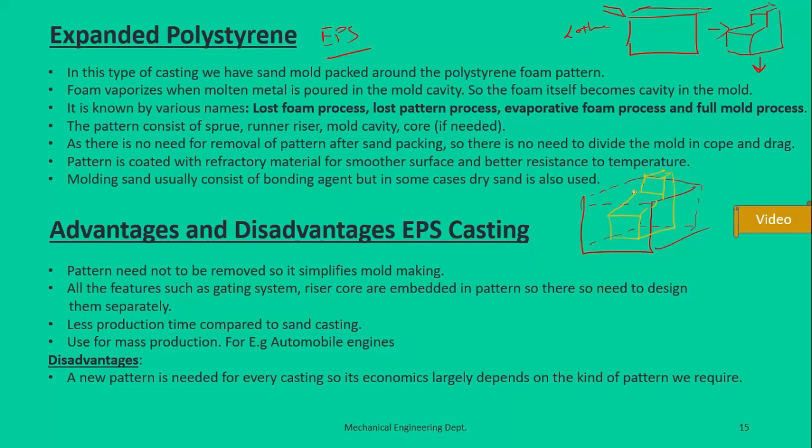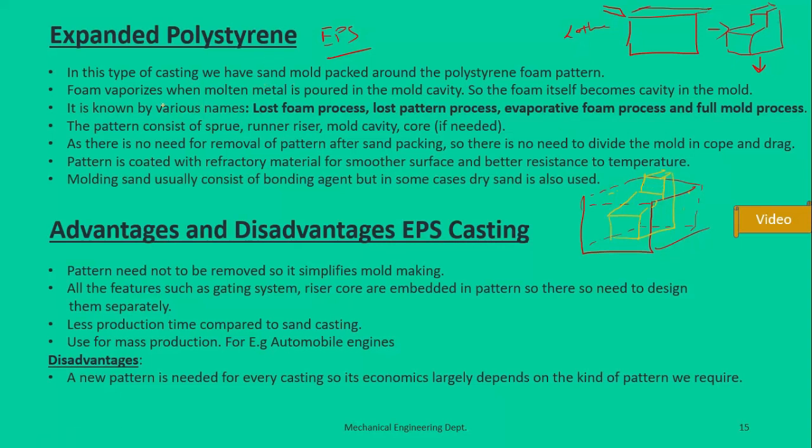So we will place this pattern within the flask and we will fill this flask with the sand. We will pack the sand around the polystyrene foam pattern. We also machine the sprue and the runner within this foam pattern.